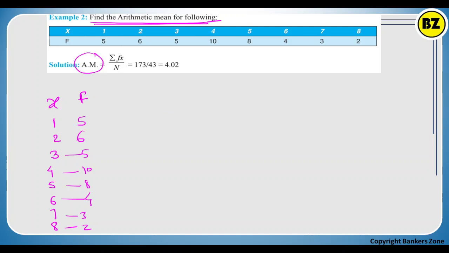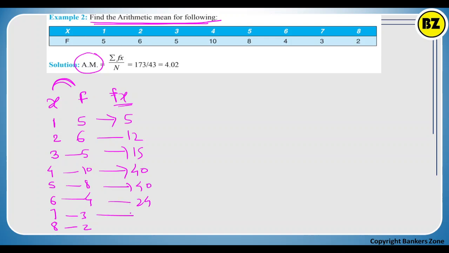We have to find the arithmetic mean. Okay, so next you have to find the summation of what? f into x. Just find f into x. Okay, so 5 into 1 is 5, 6 2s are 12, 5 3s are 15, 4 10s are 40, again 40, again 24, again 21, and here you will get 16.